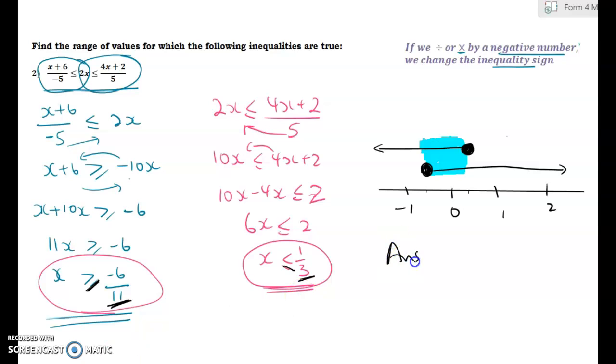So it will simply mean that my solution lies between the two. So my answer will be x with the less than or equal to sign on either side, and I'll put the lower value here and the higher value here. And this, everyone, is my solution.